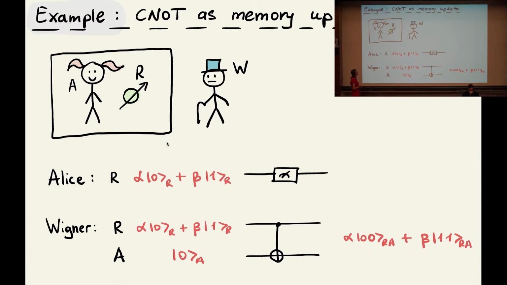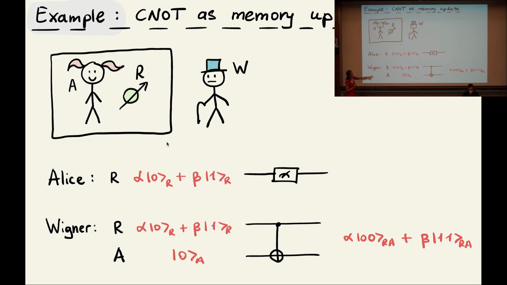And they're both trying to understand what the state of the lab is. And here we can have two different views on this situation. So first we have a view of Alice, who measures the system R. And for Alice, the system R collapses in either 0 or 1 state. And then we have the point of view of Wigner, who is outside the lab, and hence models the evolution of the lab and the interaction between Alice and system R as a unitary, in this case a C0 gate.